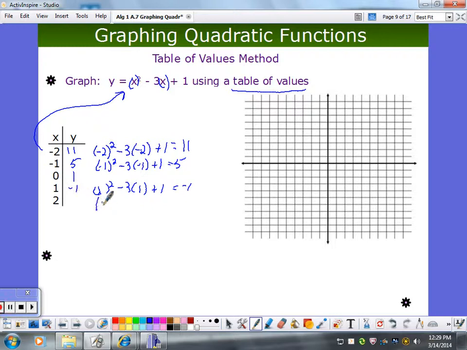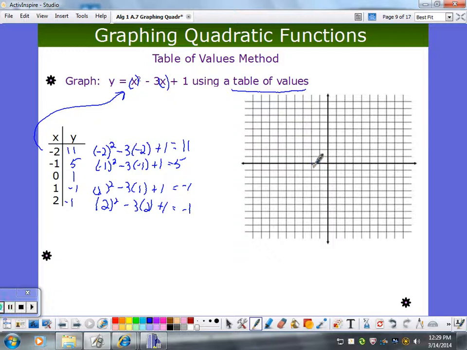And let's plug 2 in. 2 squared minus 3 times 2 plus 1. 2 squared is 4. 4 minus 6, right? That's negative 2 plus 1. Wait a minute. I got another negative 1. But did I make a mistake? No. Oh, well, let's graph this guy.